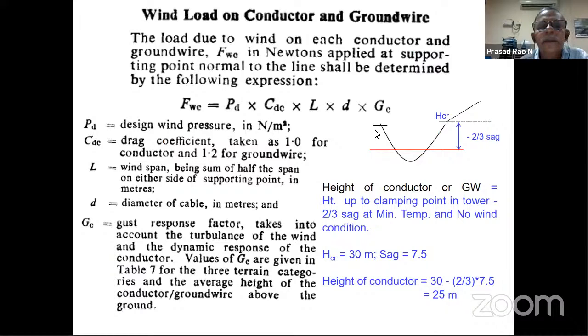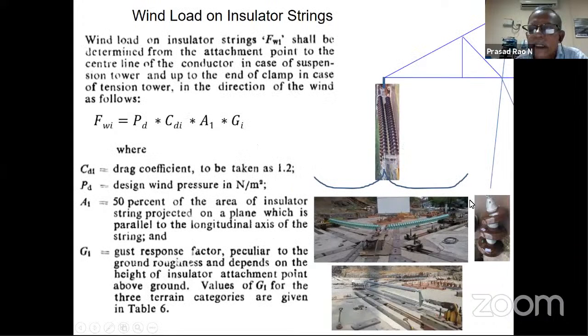Then similarly, wind on the insulator. When wind is blowing on the insulator, this insulator is not a solid disk. We have an open space like this, so you take 50% of the covered area. So this is a porcelain insulator, and this is a glass insulator, and this is a polymer insulator.